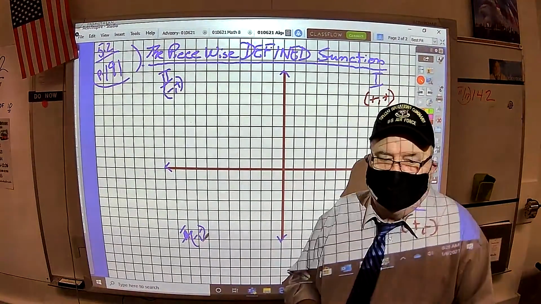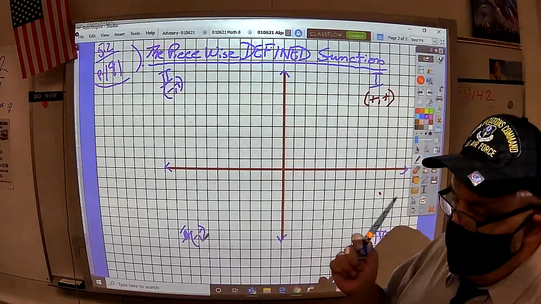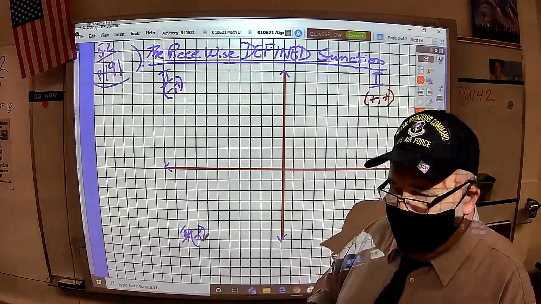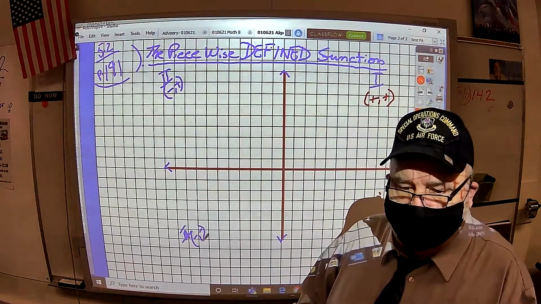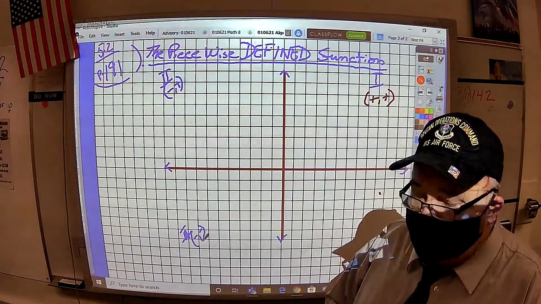Okay, so we're moving on to 5.2. It starts on page 191. We're going right to page 192 because we've pretty well discussed how we're going to go about graphing this. We're going to use a chart to actually figure out what our coordinates are for our figure. So we're going to go through some of that right now.